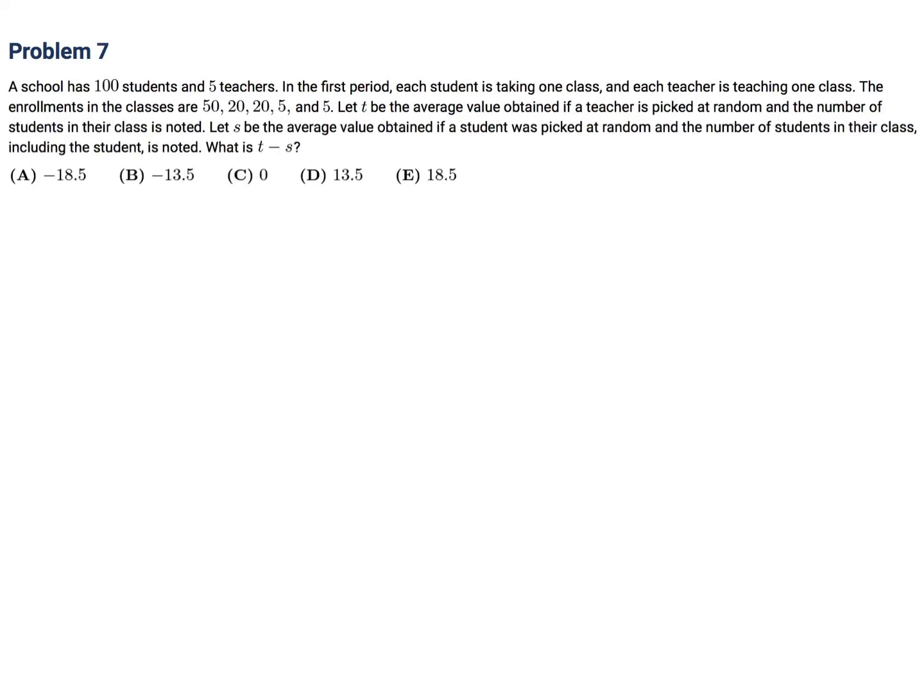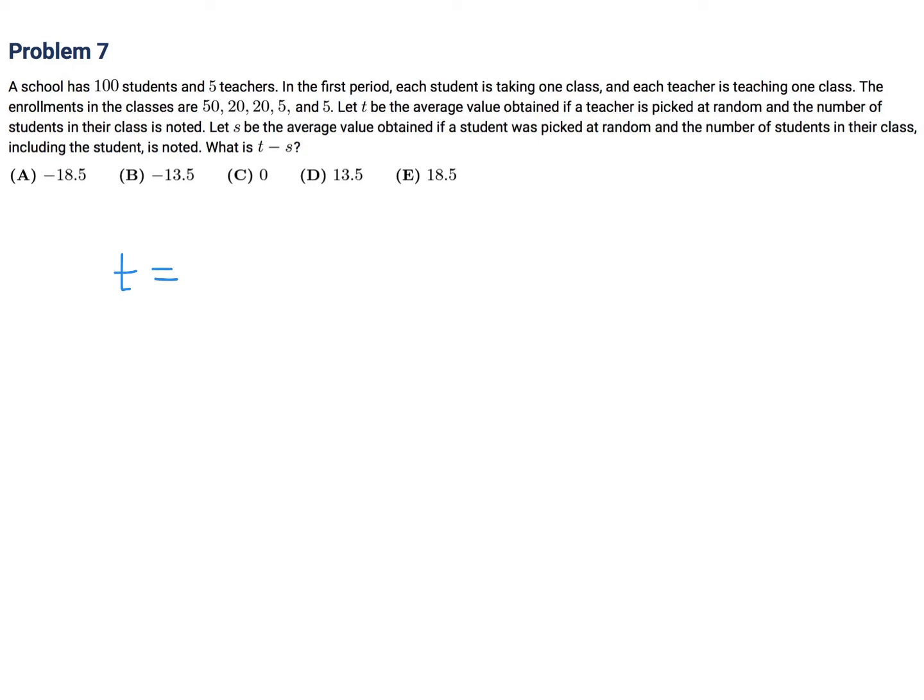Problem number 7. A school has 110 students and 5 teachers. In the first period, each student is taking one class and each teacher is teaching one class. The enrollments in the classes are 50, 20, 25, 5. Let T be the average value obtained if a teacher is picked at random and the number of students in the class is noted. Let S be the average value obtained if a student was picked at random and the number of students in their class, including the student, is noted. What is T minus S?